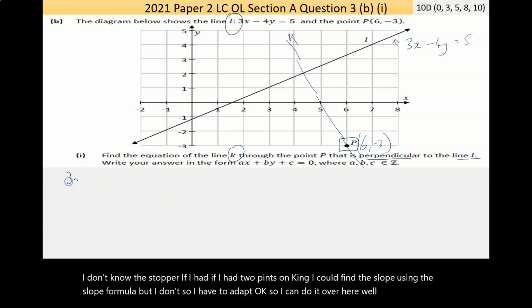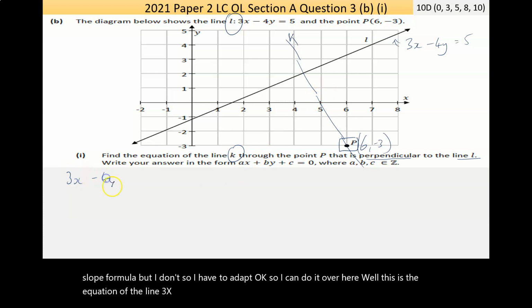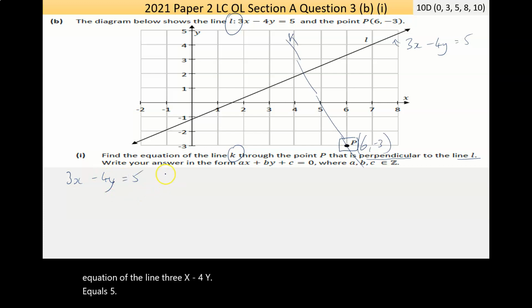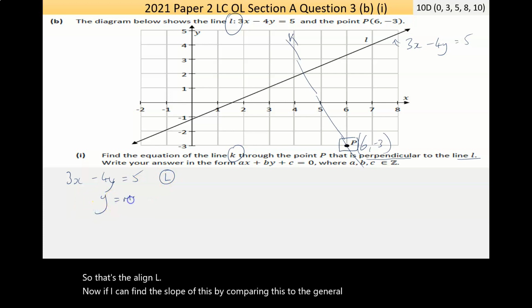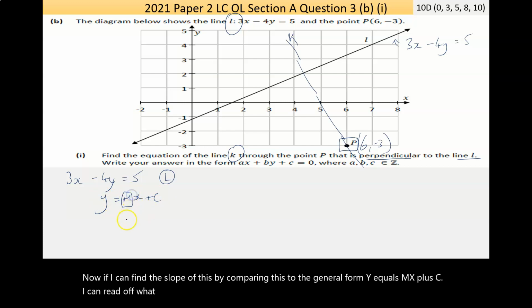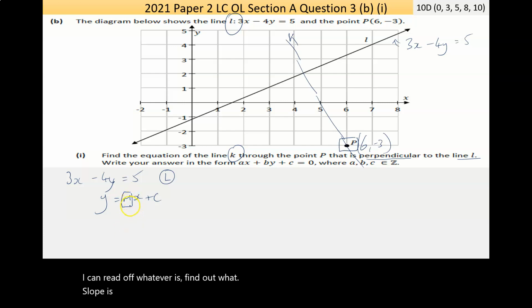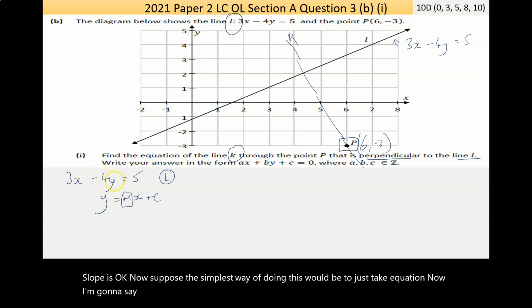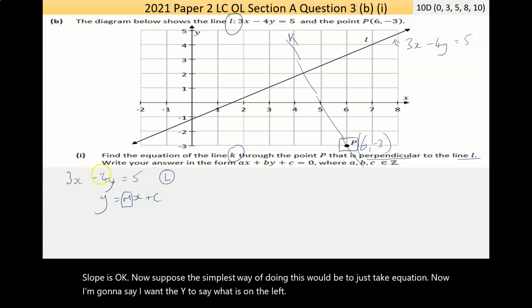Well, this is the equation of the line, 3x minus 4y equals 5. Okay, so that's the line L. Now, if I can find the slope of this by comparing it to the general form y equals mx plus c, I can read off what m is. I can find out what the slope is. I suppose the simplest way of doing this would be to just take the equation. Now I'm going to say I want the y to stay where it is on the left. I want everything else to move.